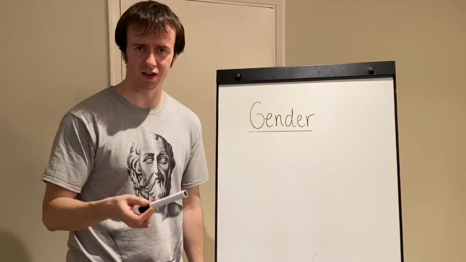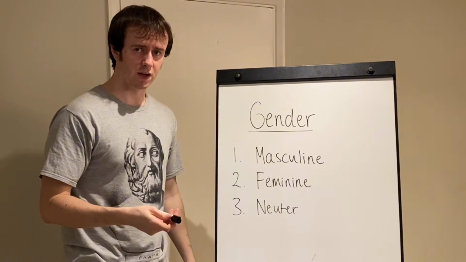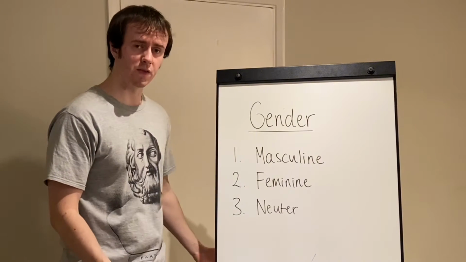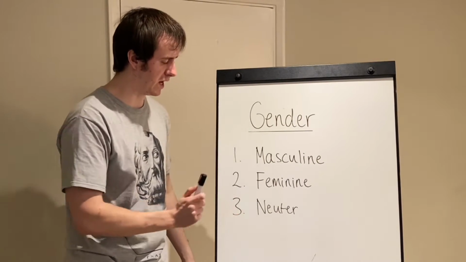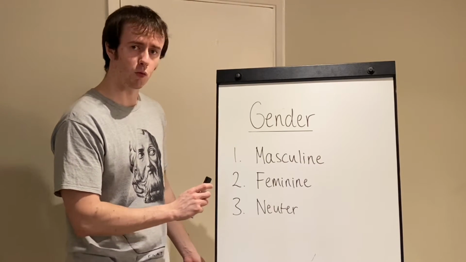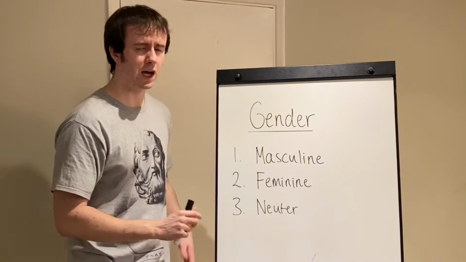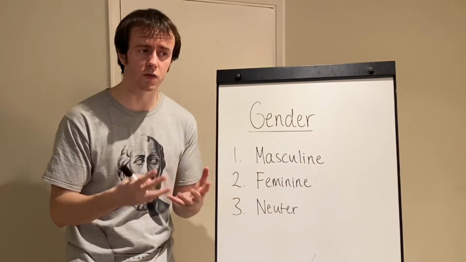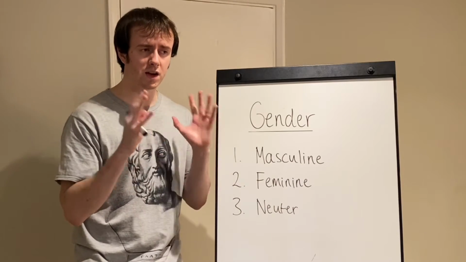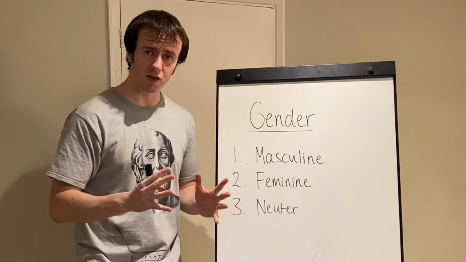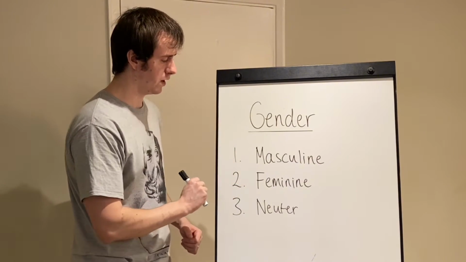Let's start with gender. There are three noun genders in ancient Greek: masculine, feminine, and neuter, abbreviated M, F, and N. Every noun in ancient Greek has a fixed gender. It will be one of these three genders. However, there are a couple that can be either masculine or feminine, depending on the context, but in an ancient Greek text, they will be one or the other. But most nouns have one definitive gender.